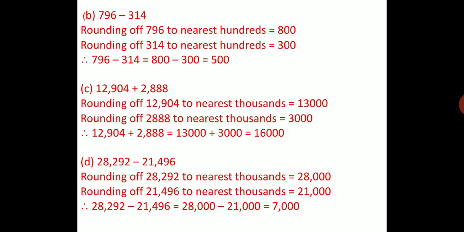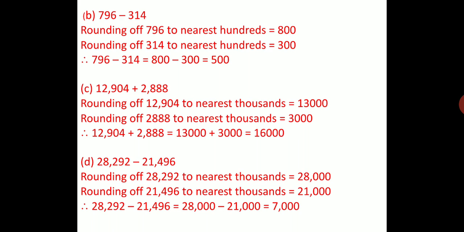Next slide, you see the B part, 796 minus 314. Now rounding off of 796 to a nearest 100 equal to how much? You can see it is easily, we can see on the screen, it is 800. Now rounding off of 314 to nearest 100 is 300. So therefore 800 minus 300 will be equal to 500. Now it is very easily you can understand how to do round off nearest 100. Now same process I am going to do when I am nearest 1000.